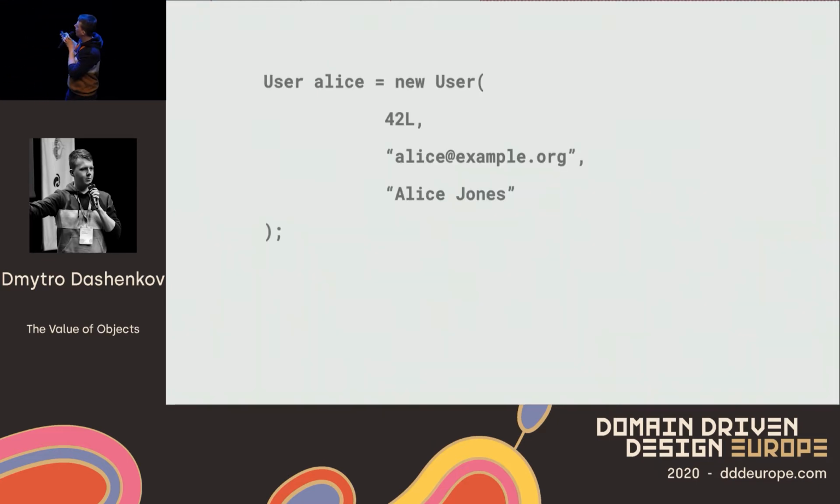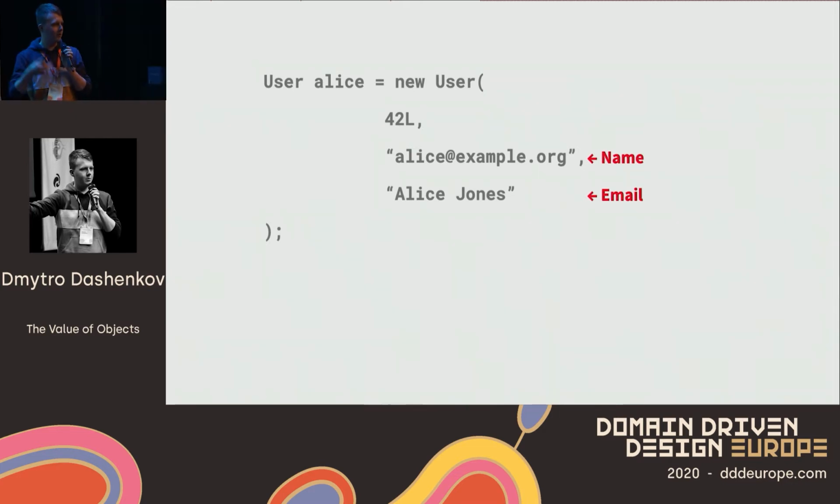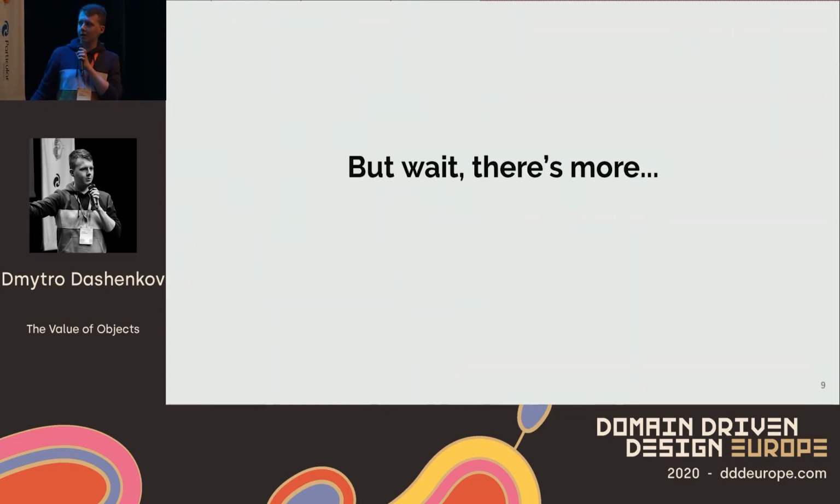First of all, let's try to instantiate the user. It's not very descriptive, but it seems okay. It's actually not, because the parameters are switched. We failed from the very first step, but I wish this was the only problem. It's not.